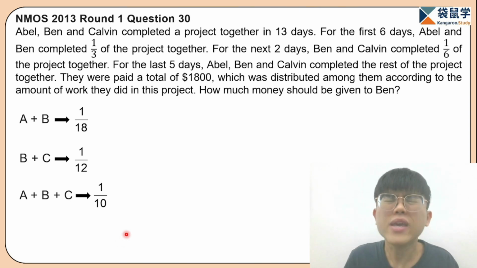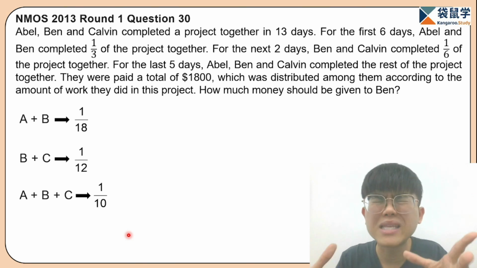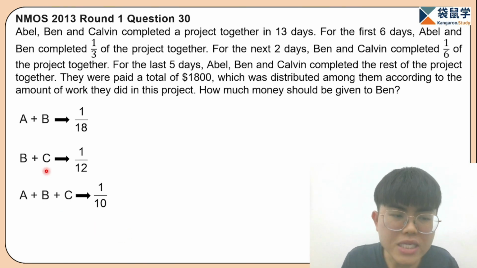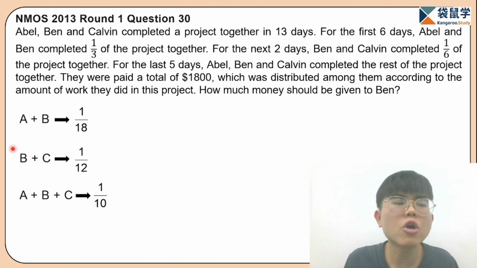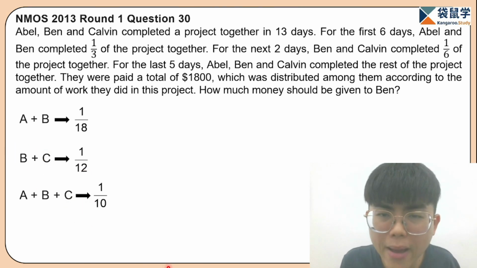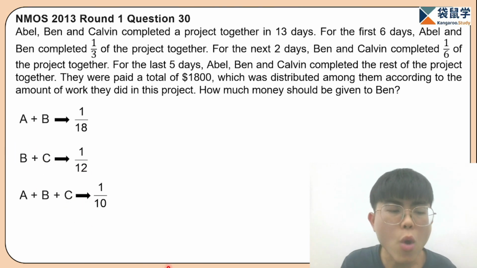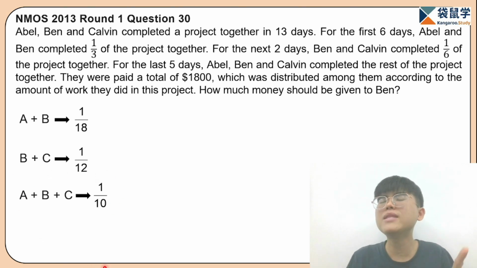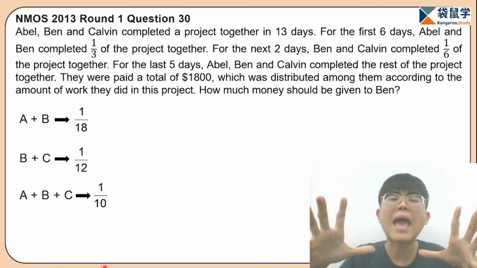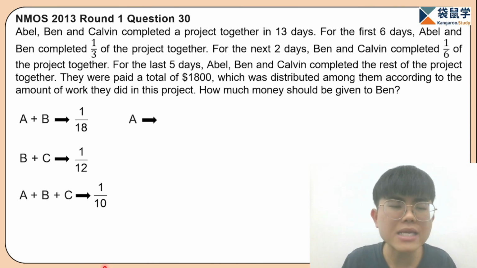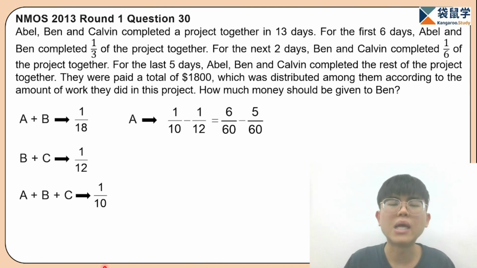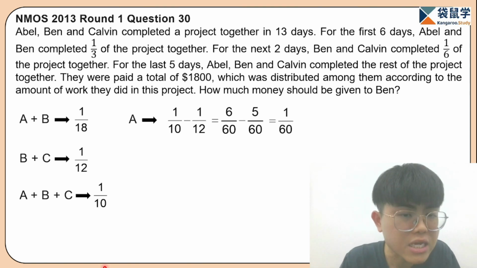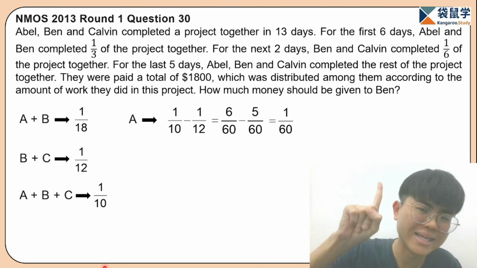So everyone, instead of directly finding the work done by B per day, what if we try to subtract 1/10 and 1/12? You see that here it is B and C, and here it is also B and C. When we subtract them, B and C will be removed from the total, which means the amount left will be just A. So 1 over 10 minus 1 over 12 gives 6 over 60 minus 5 over 60, and the answer 1 over 60 will be the work done by A per day.